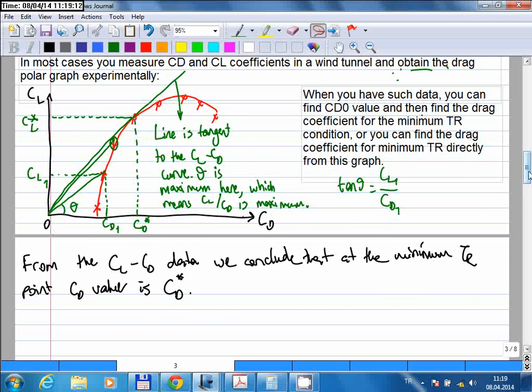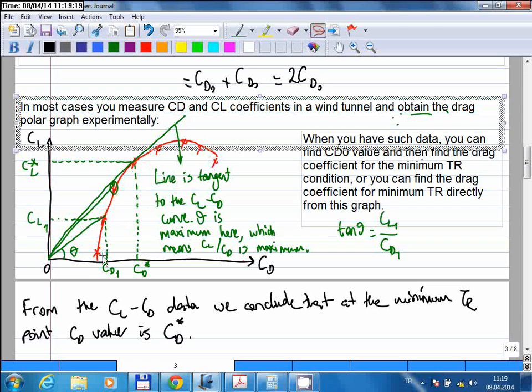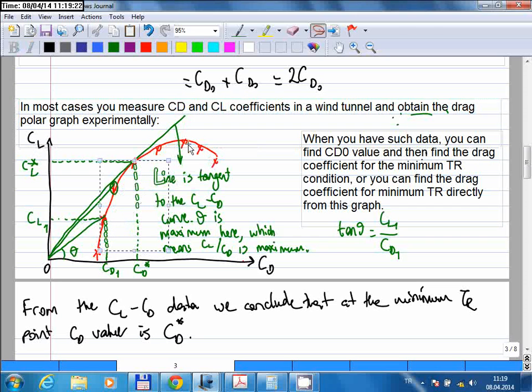Okay, so if you have obtained the data experimentally, again, you will do this in the wind tunnel. Once you have collected this data, you don't need to worry about calculating CD0 first. You can just find the minimum point by drawing a tangent line, and from the tangent line you can say that this is the drag coefficient value for the minimum TR point, and this is the corresponding lift coefficient value. And the ratio of these two values is the highest lift to drag ratio for your aircraft.